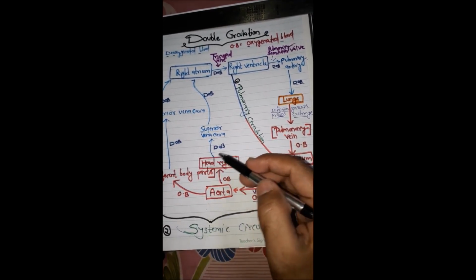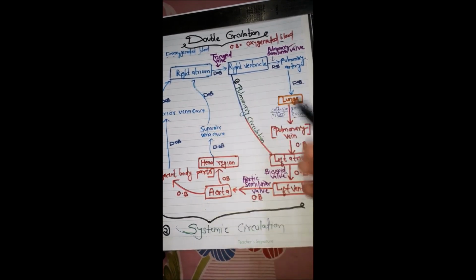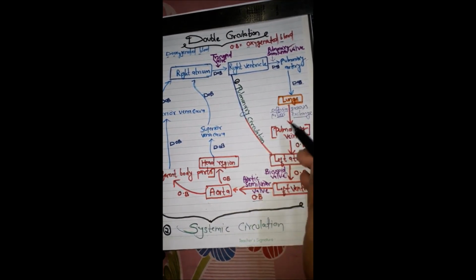First time, deoxygenated blood comes into the right atrium of the heart, and second time, oxygenated blood comes from the lungs via the pulmonary vein into the left atrium of the heart. Hence, such a type of circulation is known as double circulation.